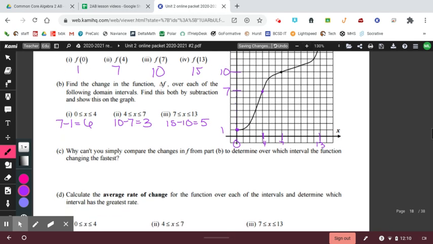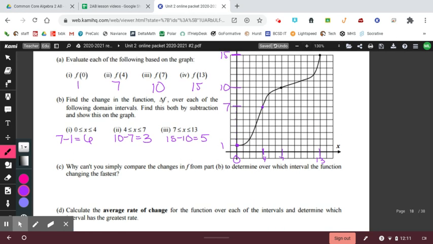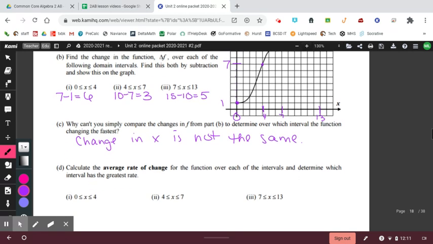All right, it says, why can't we simply compare the changes in f to determine over which interval the function changed the fastest? Well, if you look at each of those intervals, they're not the same length, right? 0 to 4 is only 4 units. 4 to 7 is 3 units, and 7 to 13 is 6 units. So because the change in x is not the same, they can't compare them.